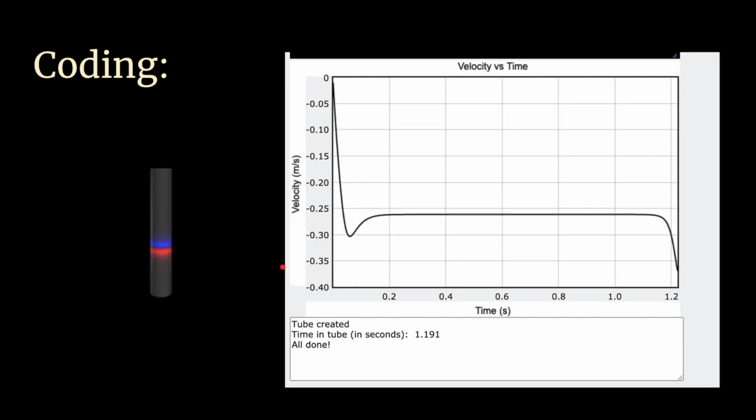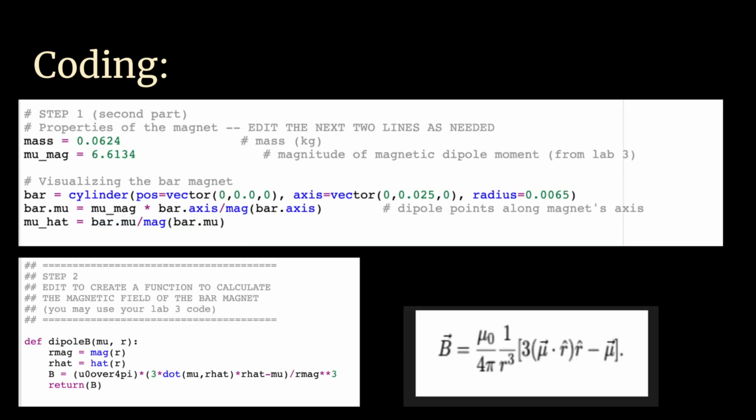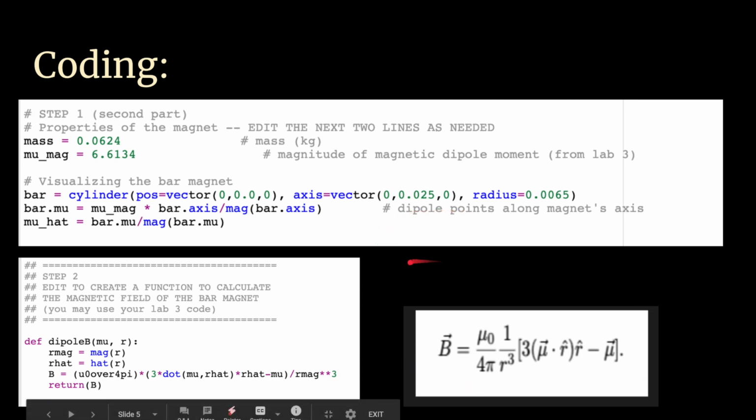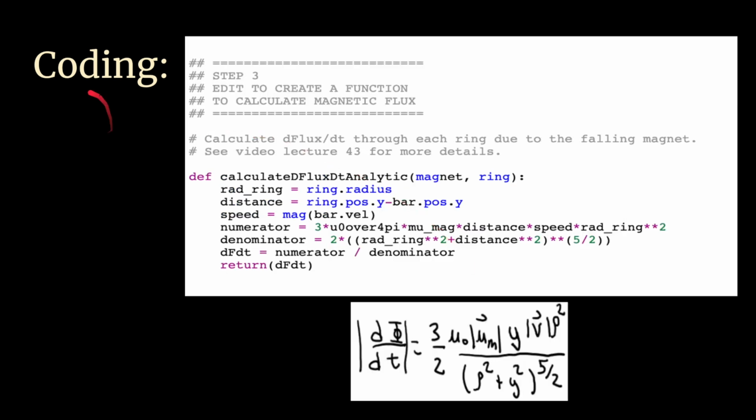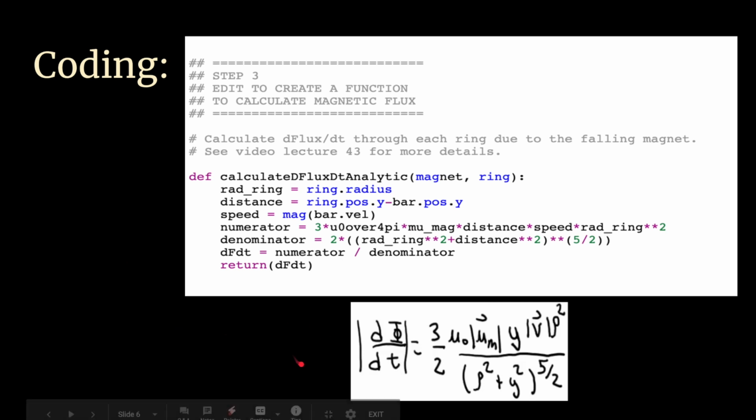The coding. This is what the tube actually looks like when it's all coded out, and this is the velocity versus time graph. Now into the actual coding of the lab. Step 1 is just entering in some properties of the magnet. Step 2 is to create a function to calculate the magnetic field of the bar magnet. This is done using this equation, which is translated into this function. Step 3 is to create a function to calculate the magnetic flux, and that is done using this equation and translating that into this code.